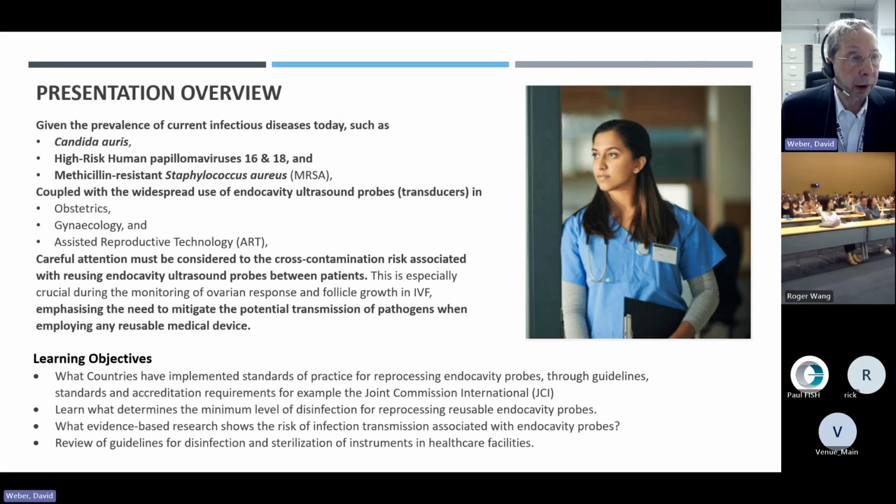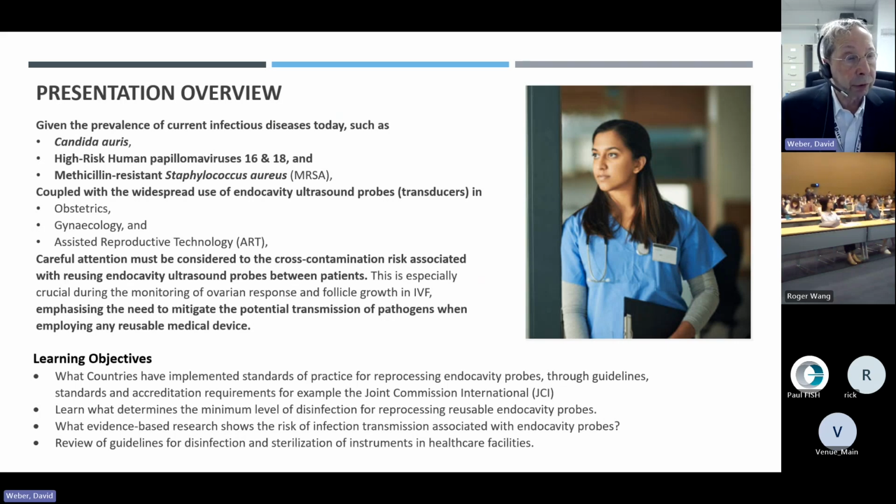Human papillomaviruses can be classified into low risk and high risk for cancer, particularly types 16 and 18, which are high risk for causing cervical cancer, but they also cause vaginal and other cancers. They are non-enveloped viruses, and can certainly lead to both infection and then cancer. And we're always concerned about methicillin-resistant Staph aureus, MRSA, which can be present on any body surface or on mucous membranes.